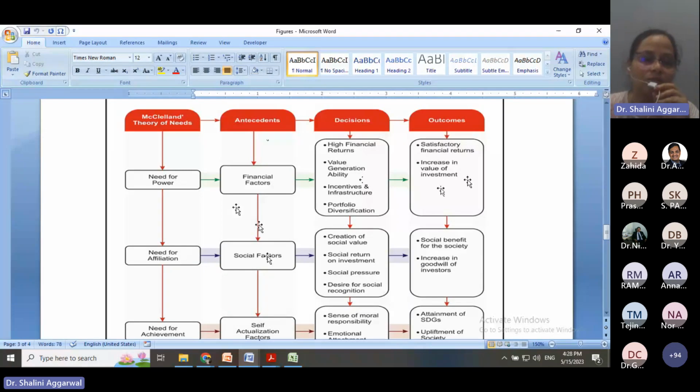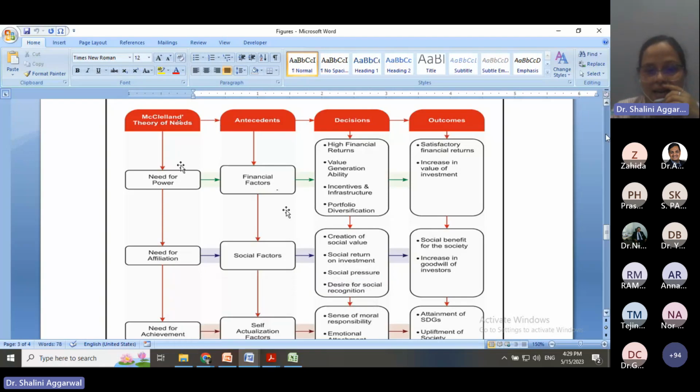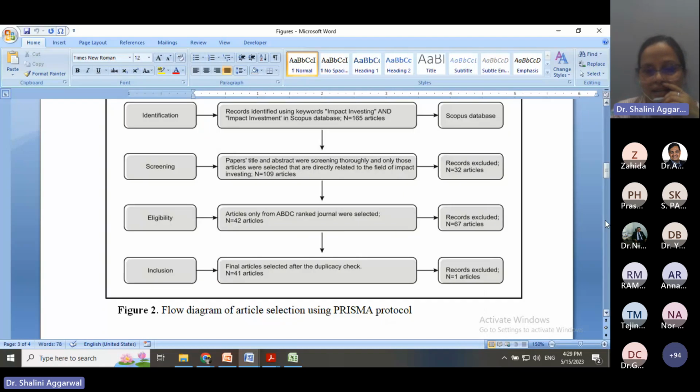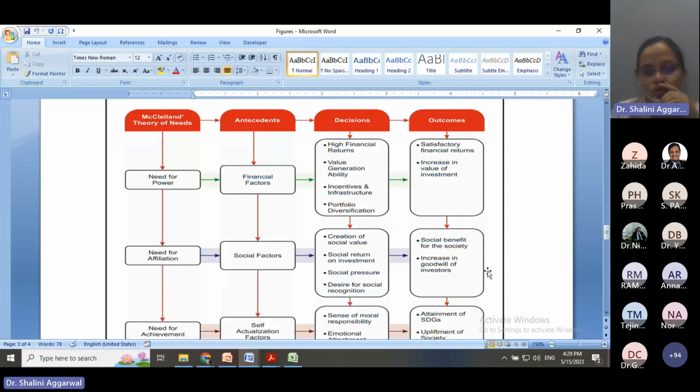Now what we have done is correlate it with some theory. McClelland's theory of needs, we have correlated with the financial factors: the need for power, need for affiliation, and need for achievement. This is the main attraction of my paper. Please understand this model. Besides the data analysis part, which we have also done, the major attraction of my paper is to design a model using the ADO framework.